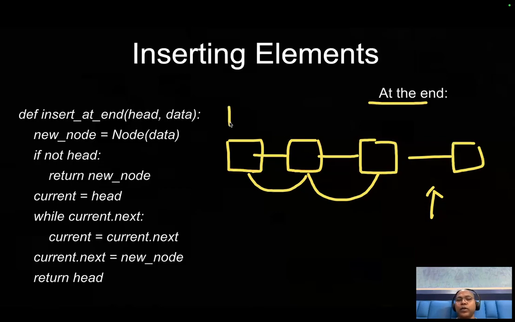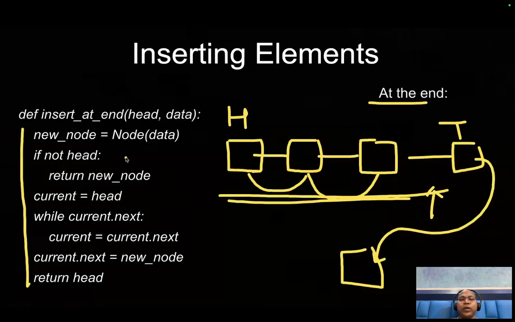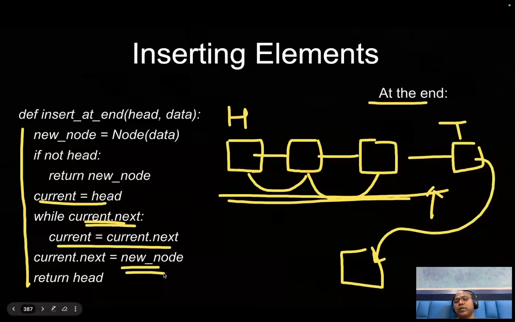If you have two pointers, one is the header, one is the tail, and I want to add at the end, I can just create the new node and point from the tail to it. So you avoid traversing if you have a tail pointer. With only one header pointer, you start from the header, go to the next, go to the next, go to the next. At the last, you add the new node here.